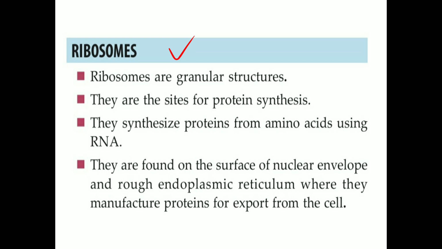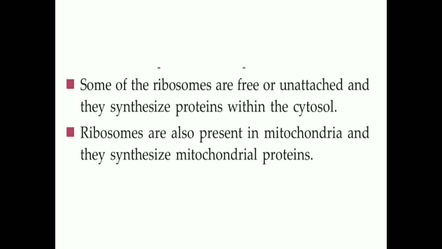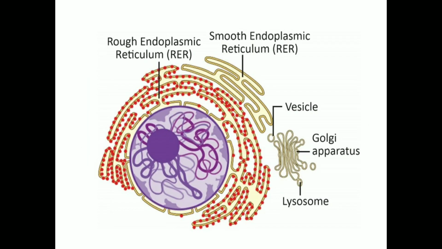Now ribosomes, they are granule-shaped structures. They are sites for protein synthesis, and they produce protein from amino acids using RNA. Where are they found? They are found attached to the nuclear envelope. You can see that here. This is the nuclear envelope.